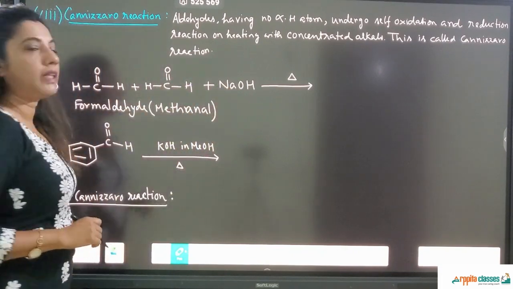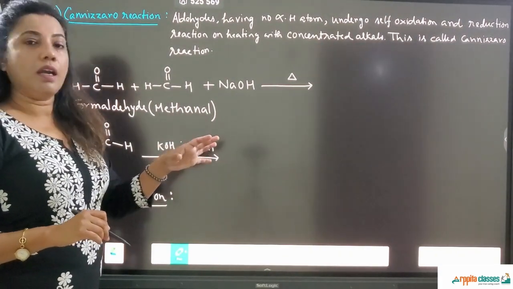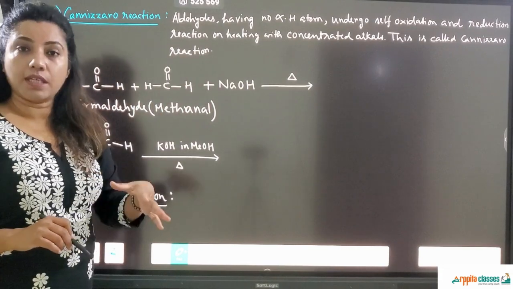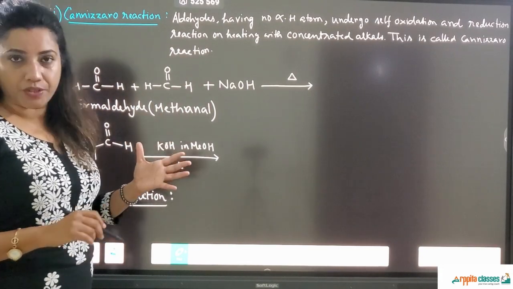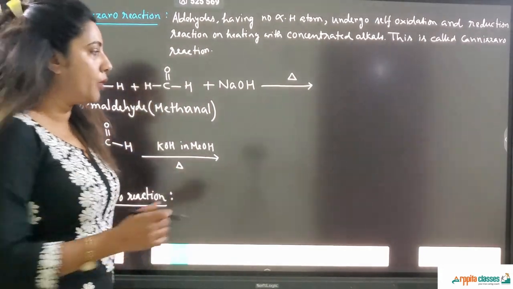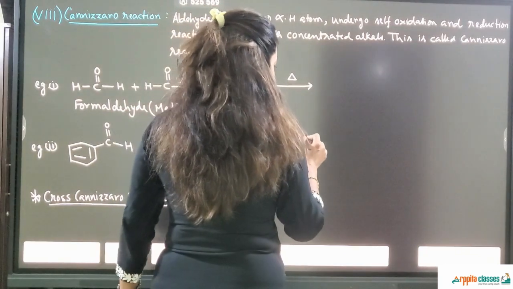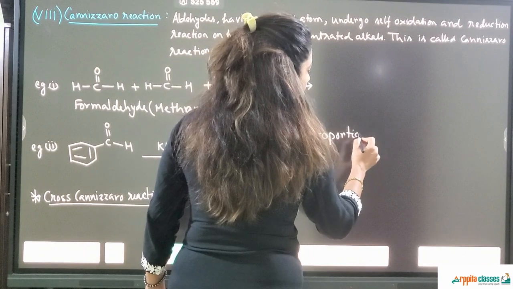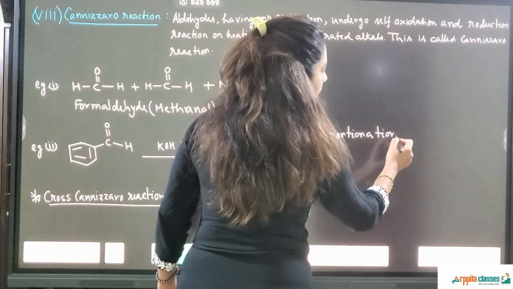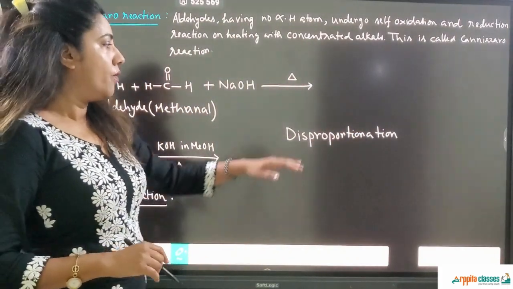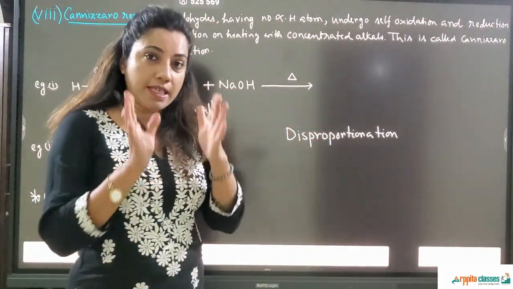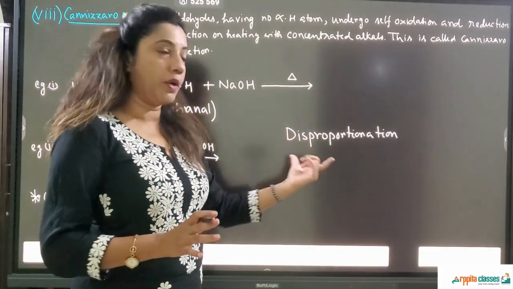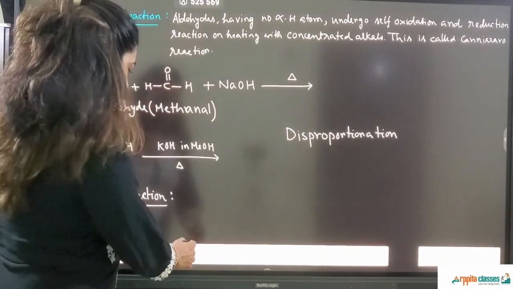Now this is reacting with NaOH. The aldehyde will be undergoing self-oxidation and reduction. This type of reaction is called a disproportionation reaction. We have done this in redox reactions in 11th standard, where disproportionation means the same molecule gets oxidized also and reduced also, then that particular reaction is called a disproportionation reaction, okay.